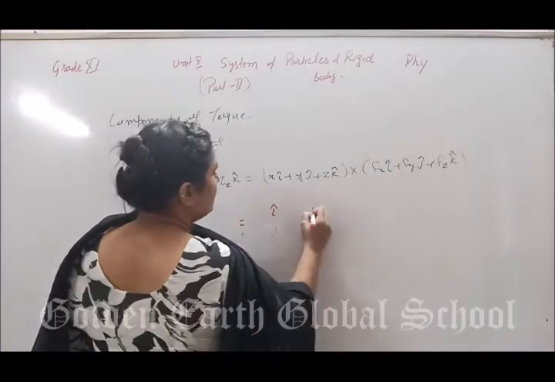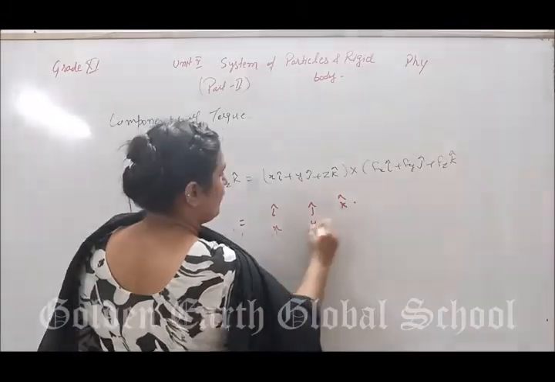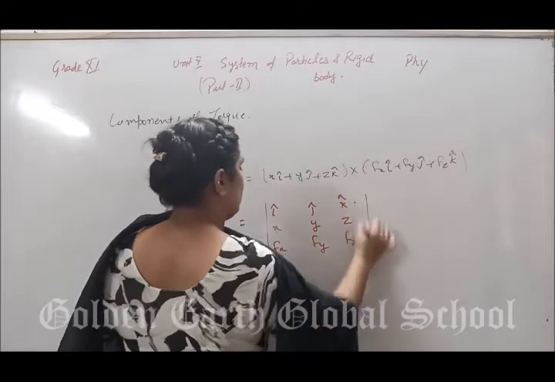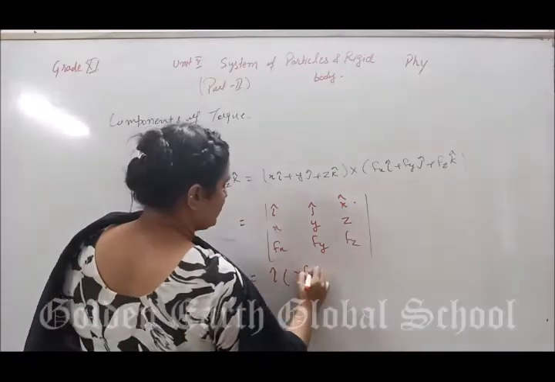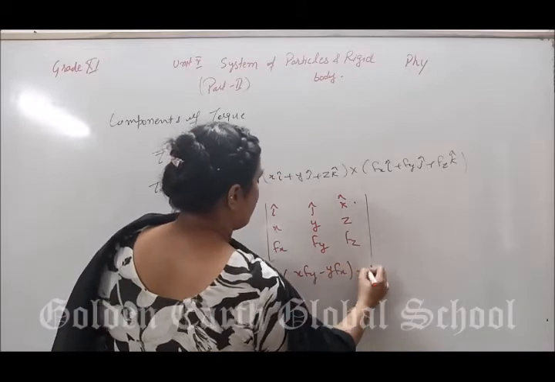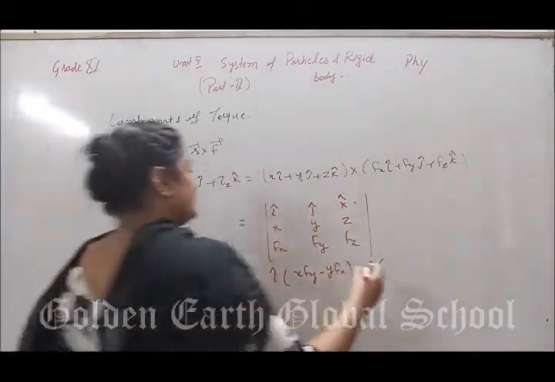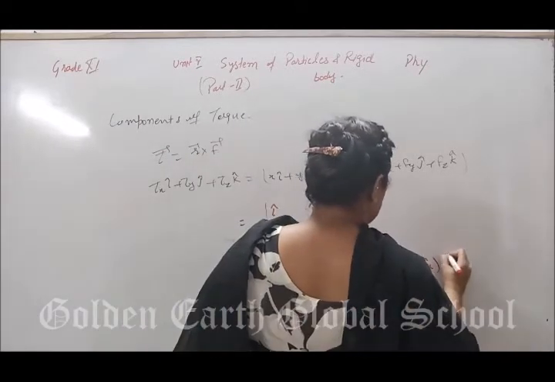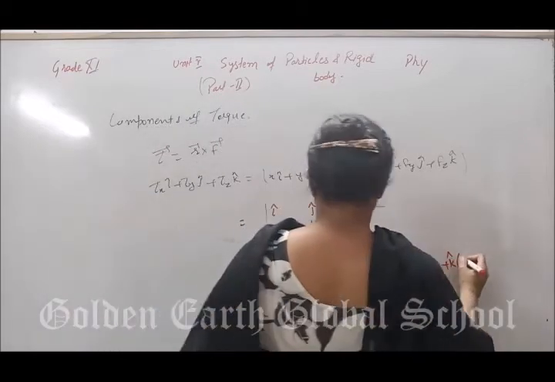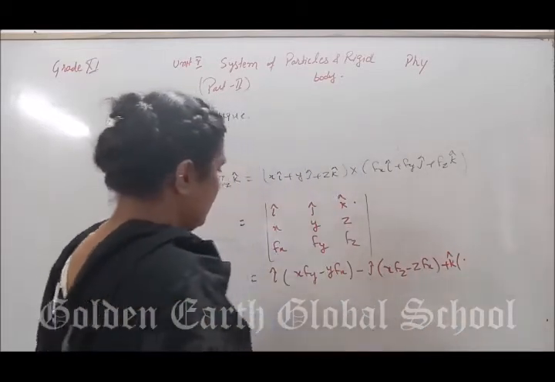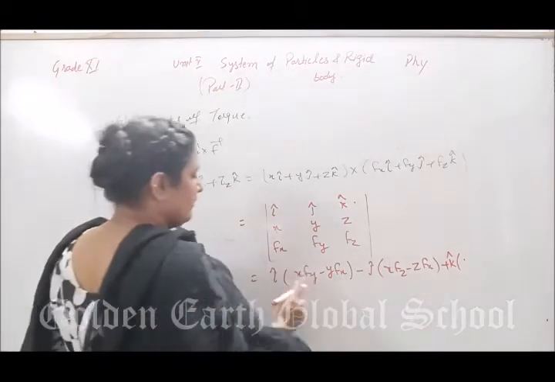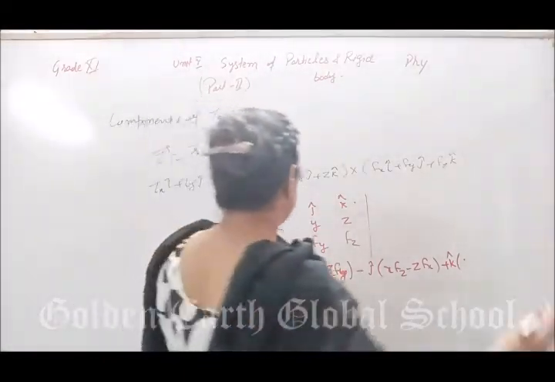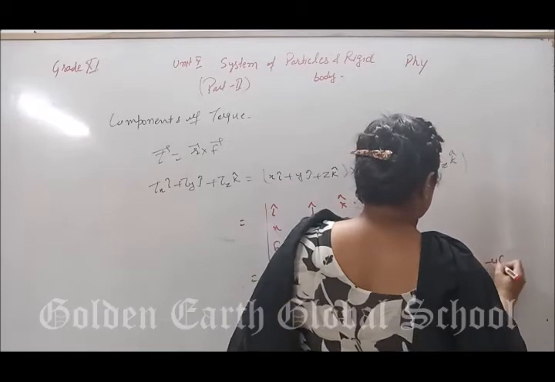So here is the i, j and k, x, y, z, Fx, Fy and Fz. Open this determinant: i cap times (y Fz minus z Fy), minus j cap times (x Fz minus z Fx), plus k cap times (x Fy minus y Fx). So we have written here the i cap component y Fz minus z Fy, and here is x Fy minus y Fx.